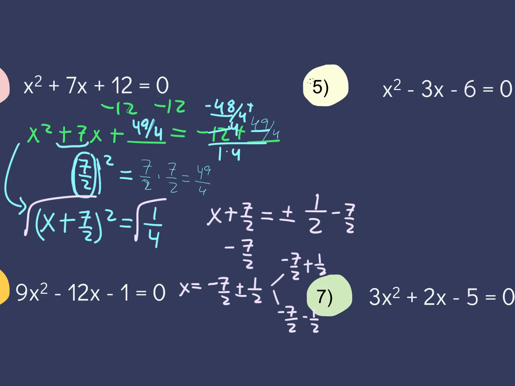So I get negative 7 over 2 plus 1 over 2. So negative 6 over 2, which is negative 3, as one of my answers. And I get negative 7 over 2 minus 1 over 2, which is negative 8 over 2. So negative 4. All right, running out of room, but we get negative 3, negative 4. So we get whole numbers this time, integers. Can we see that back there? Good. Okay.